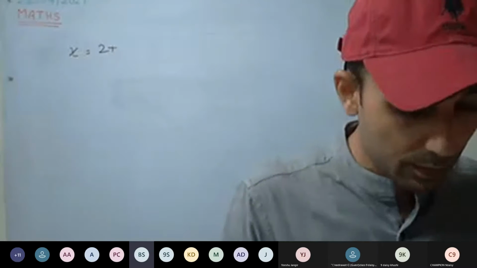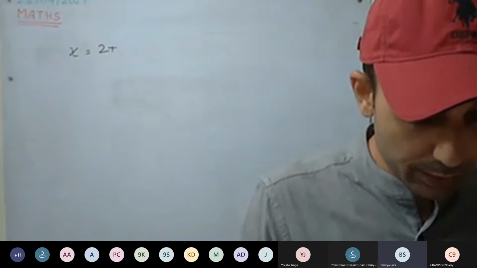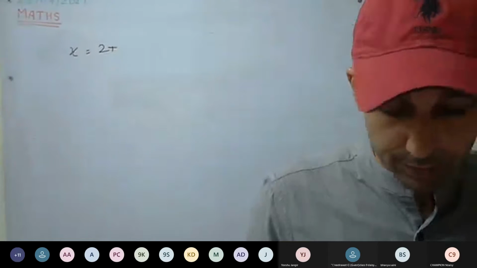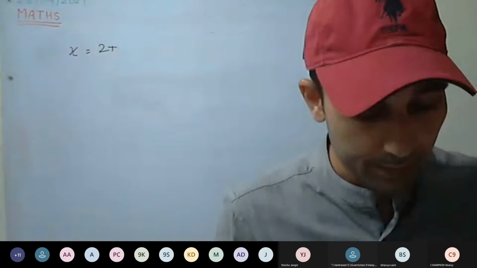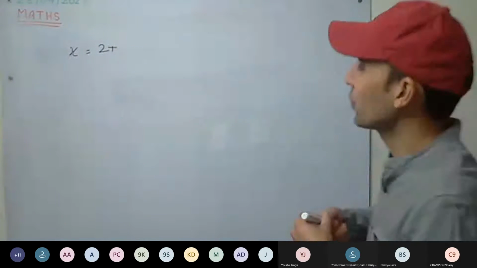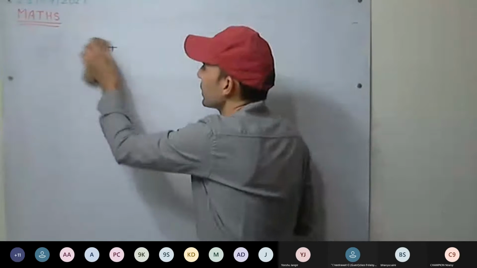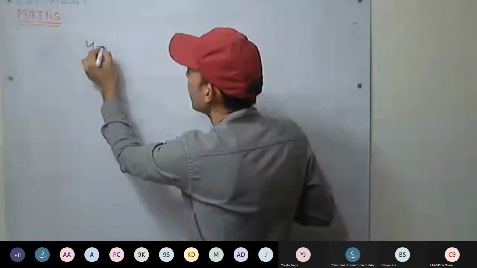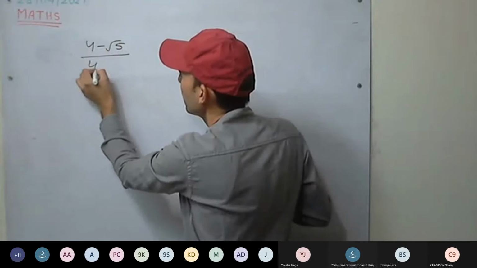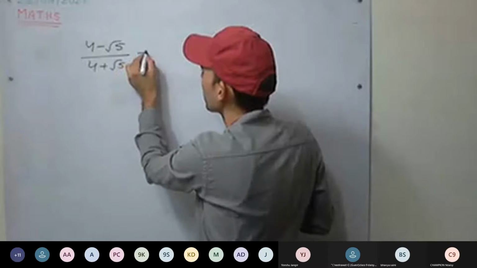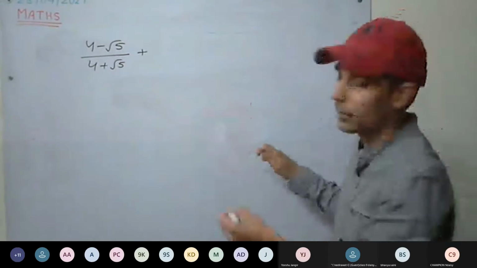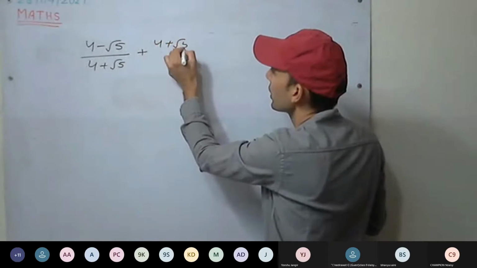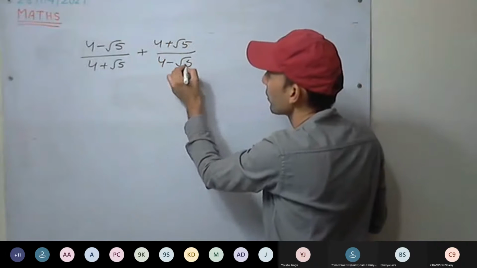14th question. Have you completed 14th question? It was homework. Okay, 14th question we will do. It's easy. 4 minus root 5 divided by 4 plus root 5, plus 4 plus root 5 divided by 4 minus root 5.